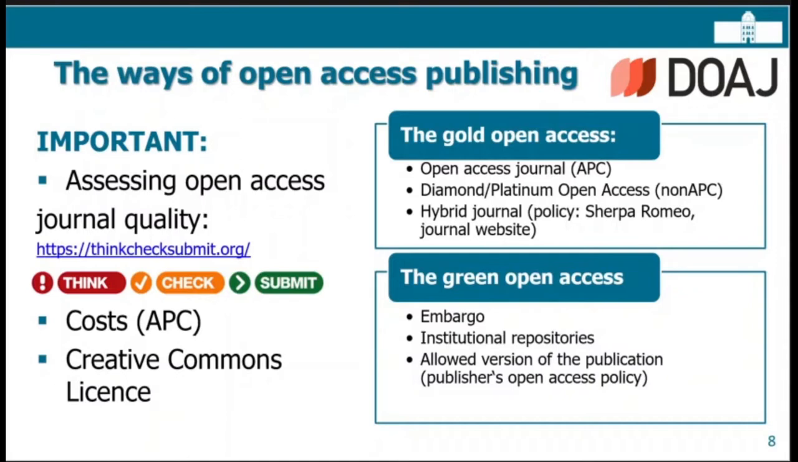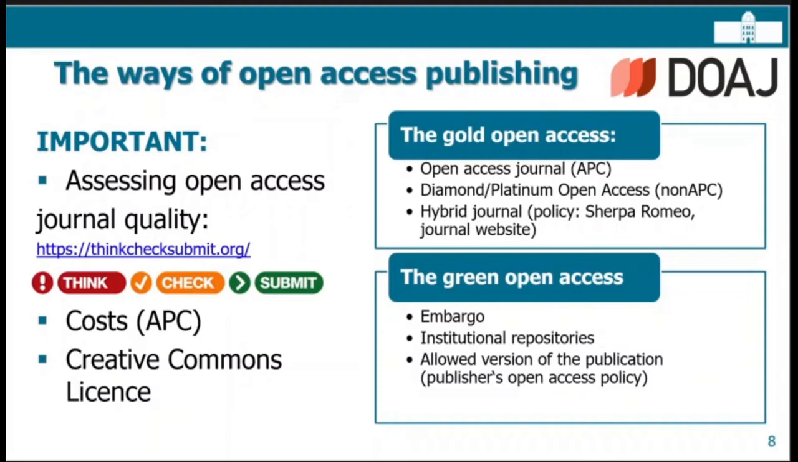But in many of those journals, you have to pay an APC, this article processing charge. And some journals already exist, which we call Diamond or Platinum open access, which don't charge you any APCs; they are free. They have business models from third parties, some associations, or whoever finances the existence of the journals.